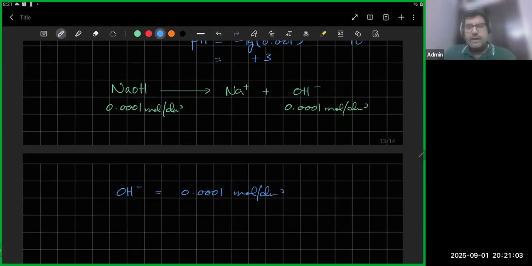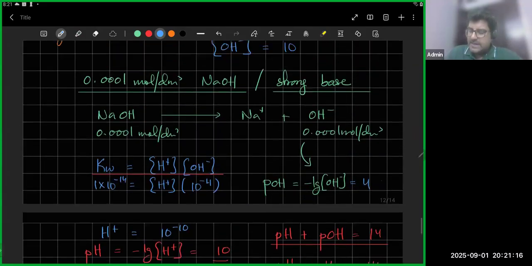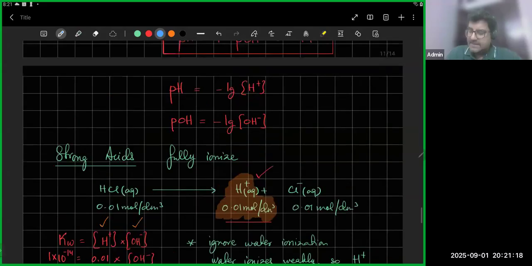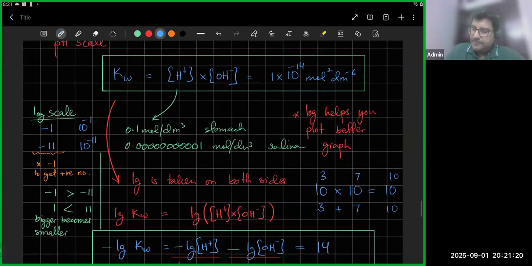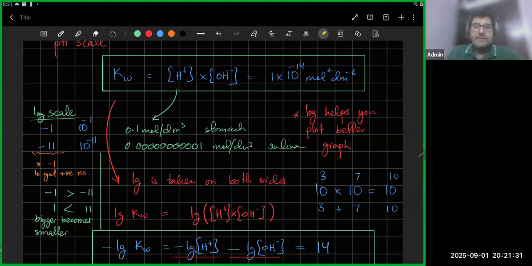Now, here you have to do some extra calculations. Since you don't know what the OH ion concentration is, we know Kw, we did it at the start. We know that the ionic product of water, which is Kw, is 1 times 10 power minus 14.